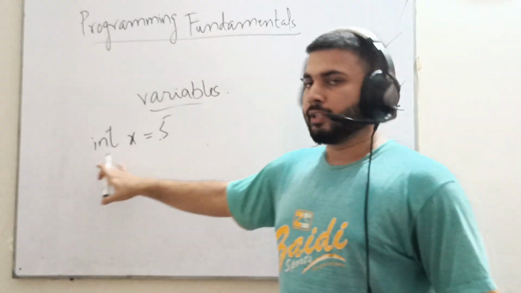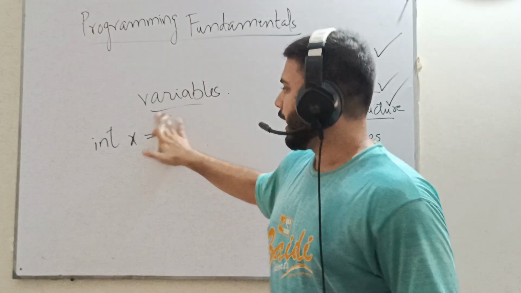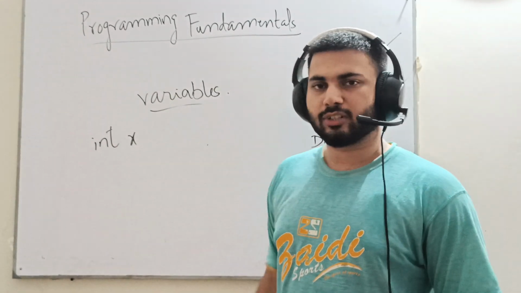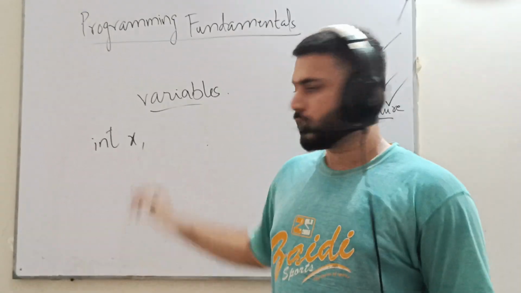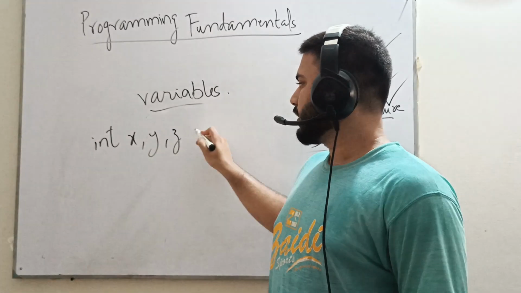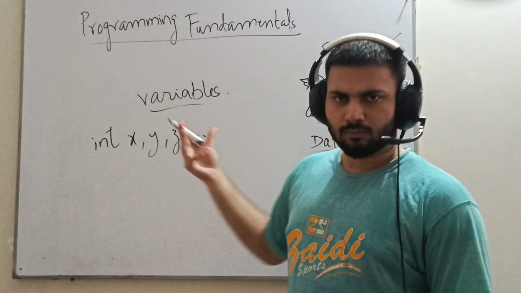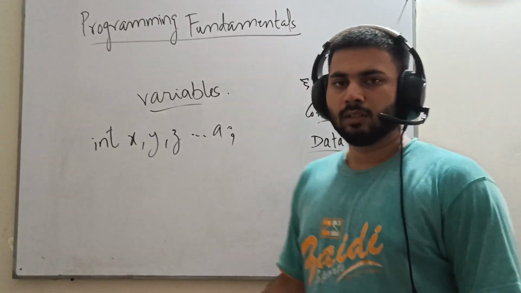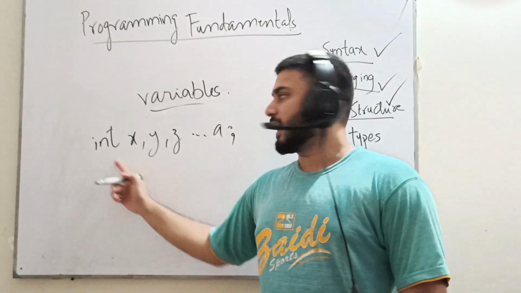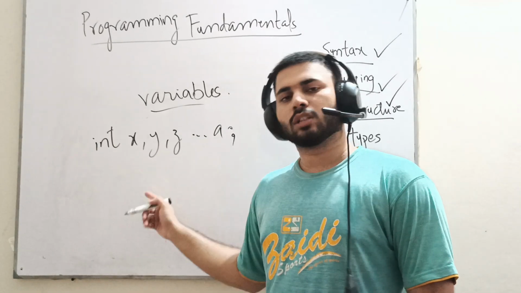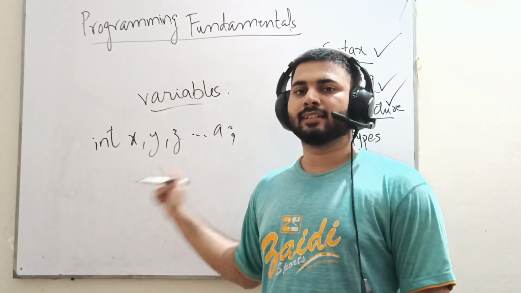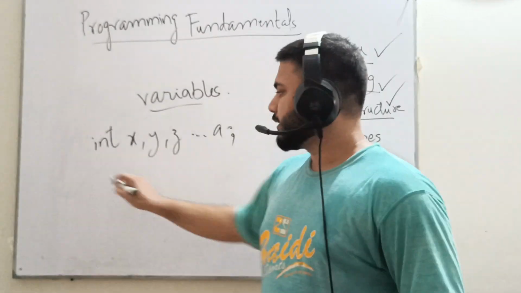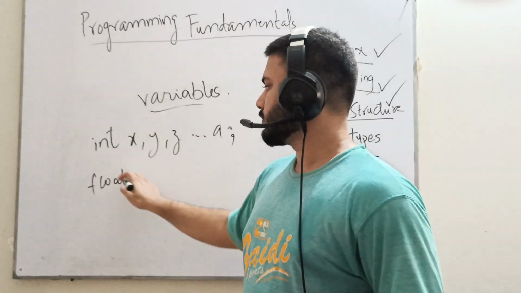If you want a lot of variables and you don't want to give them values, but you just want to declare them so that you can use them later in the code, you use commas: x, y, z, up to whatever your requirement is. Then let's say a and semicolon. All of them are of type integer, and all of them are declared but not used, and their value is not defined. So that's int.